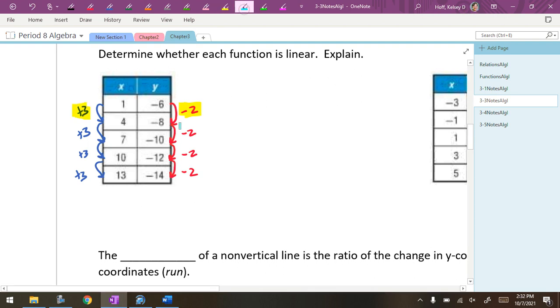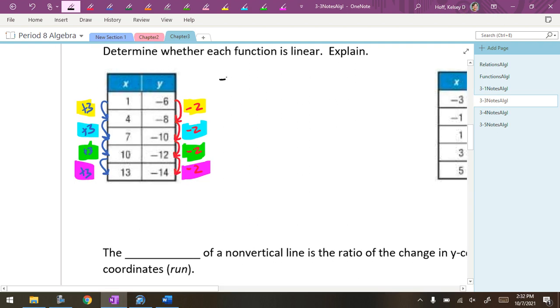meaning the first change in y, the first change in x, the second change in y, the second change in x, the third change in y, the third change in x, the fourth change in y, the fourth change in x. I want to see every single one. So it would be -2 over 3, -2 over 3, -2 over 3, -2 over 3. Can I reduce -2/3? How about the next -2/3? How about the next one? Or the last one?